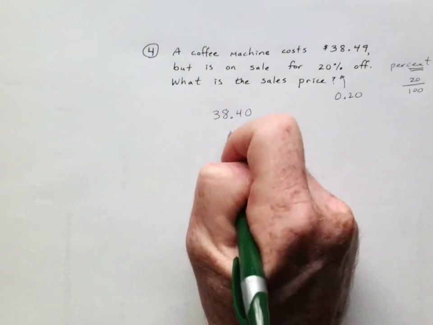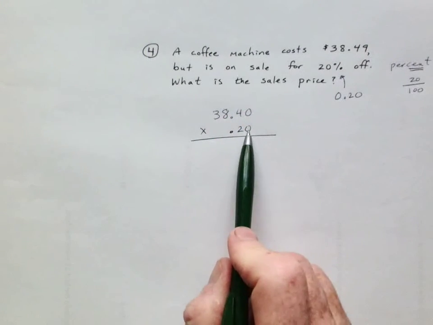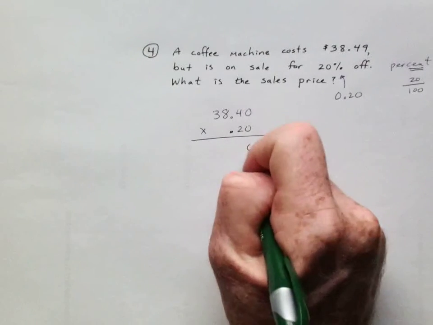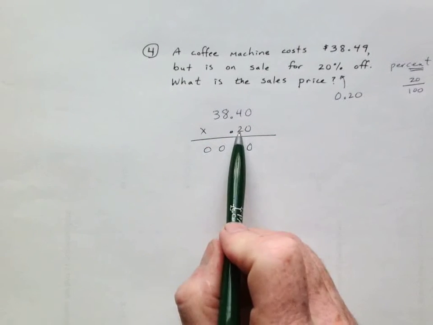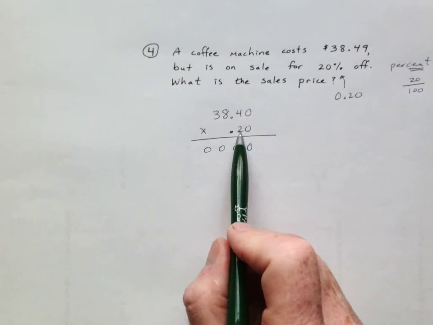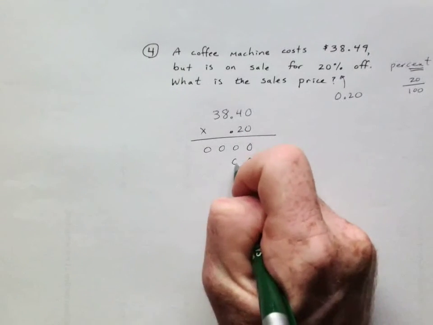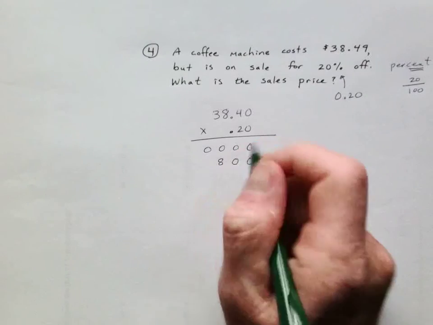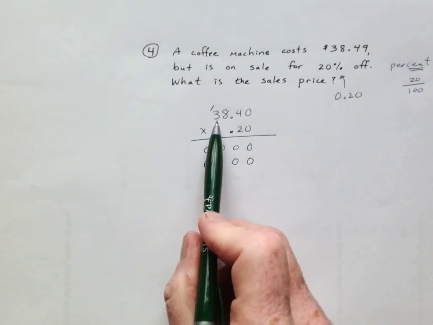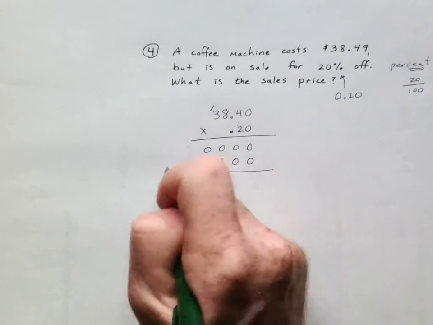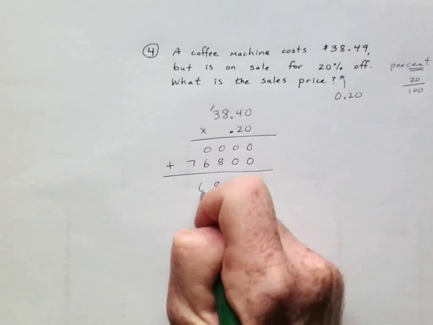So we need to take 3849 and find 20% of that, so multiply by 0.20. The first part's going to be easy because it's 0 times everything, so that's just going to be 0, 0, 0, 0. Next, 2. Well, I'm multiplying by a 20, so actually I need to put a 0 as a placeholder right here. And then 2 times this would be 0. 2 times this would be 8. 2 times this would be 16. And then 2 times this would be 6. One more would be 7. And then add these guys. So this is 0, 0, 8, 6, 7.